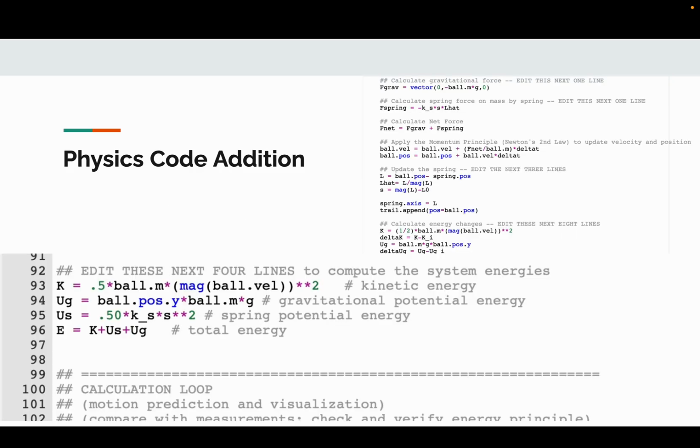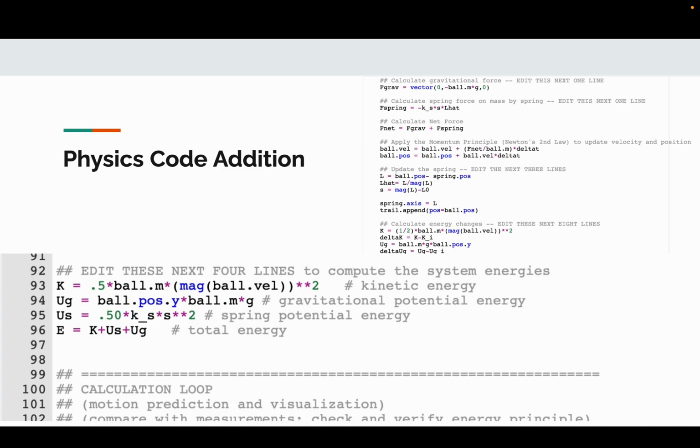Some of the code that we had to make additions to in WebPython, we can start up here in the top right corner. We had to edit the initial F gravity vector, which is obviously going to be 0, and F grav only interacts in the y direction, so that's negative m times g, which is just mass times gravity. We had the spring force, which is just ks, the spring constant, times s, which is L minus L0, times L hat, which just tells you the direction.